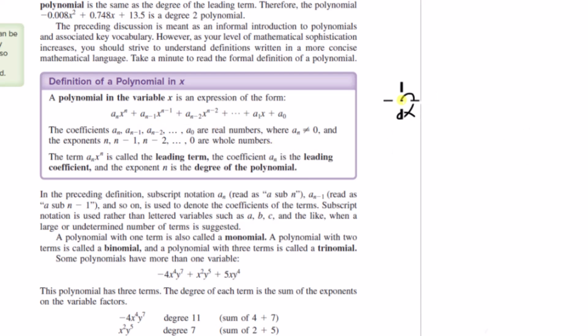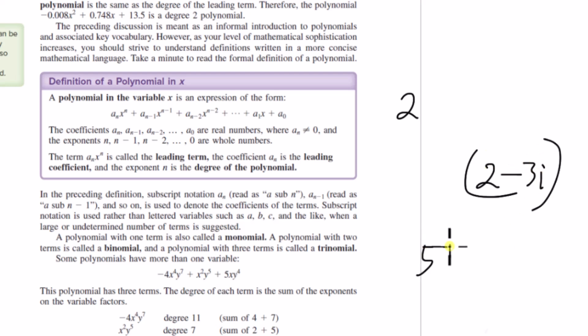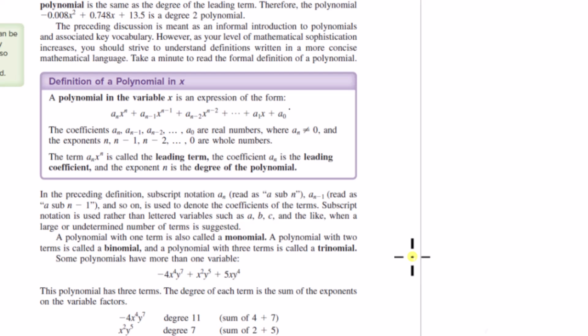But again, just like 2 is a constant, 2 minus 3i is a constant, 5 plus 4i is a constant. These are all just numbers, not variables. Now, a sub n is not equal to 0, and the exponents, the n, n minus 1, n minus 2, are whole numbers. You see? That's the big criteria for a polynomial. This is the enormous criteria, that all of the exponents are whole numbers, and the one you need to sear into your brain. Every single exponent has to be a whole number, or else you don't have a polynomial expression.